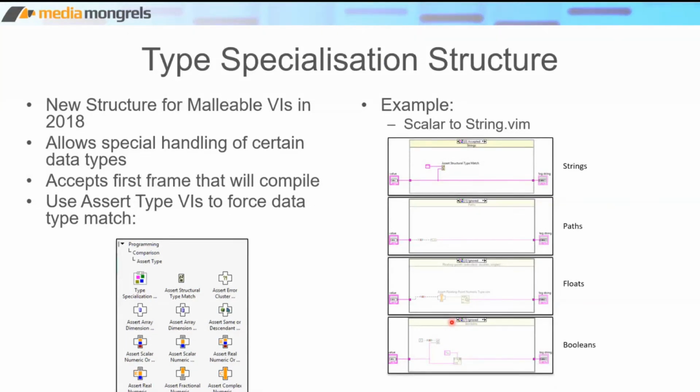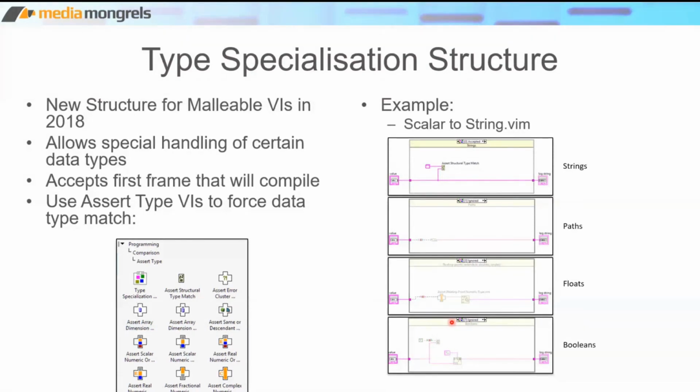So there's a bunch of palette things on there. The way the type specialization structure works is that it will work through the cases from 0 to however many you have, and the first one that will compile is the one that it will put in, replacing it in your code. So that's the way that works.